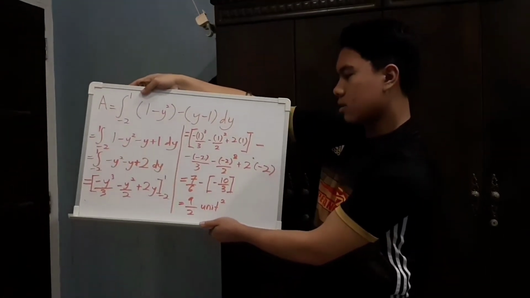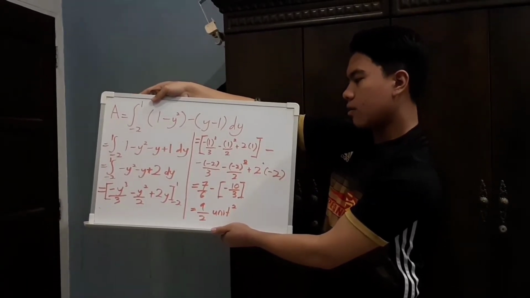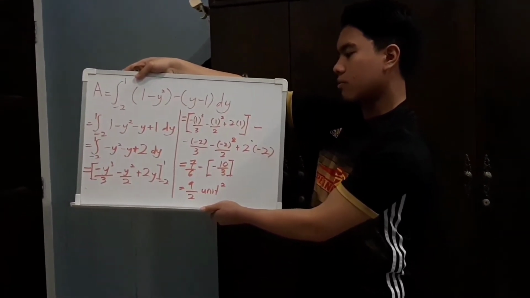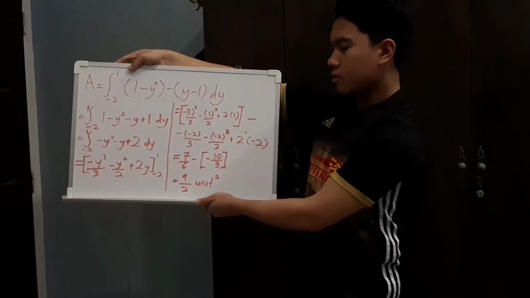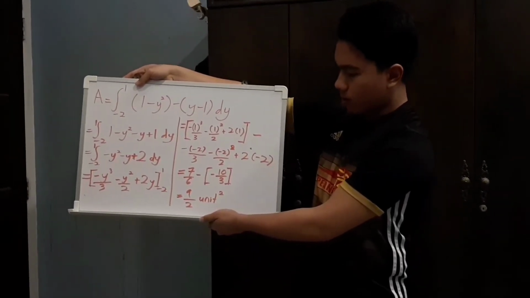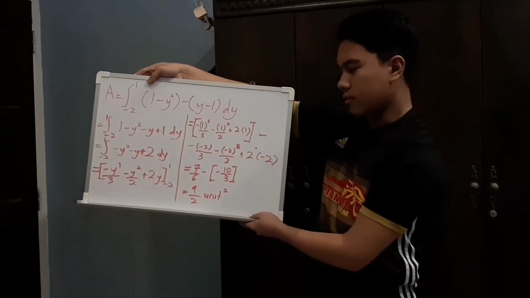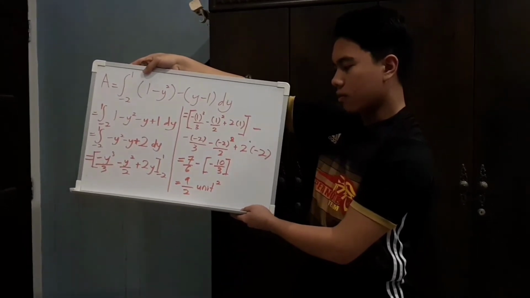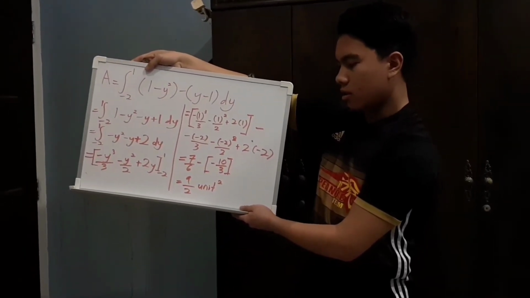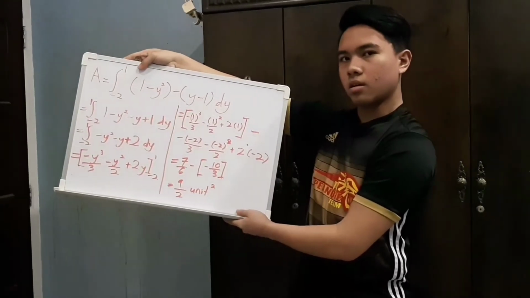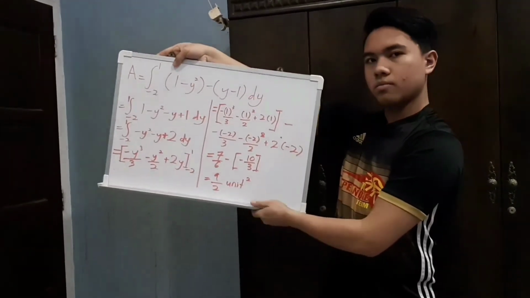So we minus in bracket negative 2 over 3 minus negative 2 over 2 to the power of 2 plus 2 in bracket negative 2 equals 7 over 6 minus in bracket negative 10 over 3. So we get 9 over 2 units to the power of 2 because it's area.